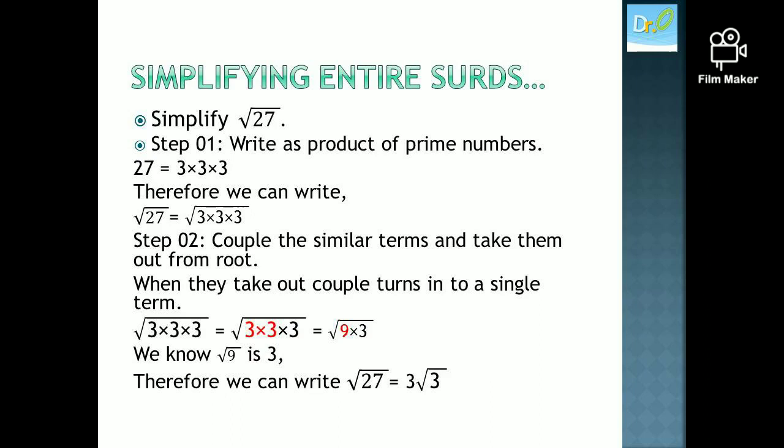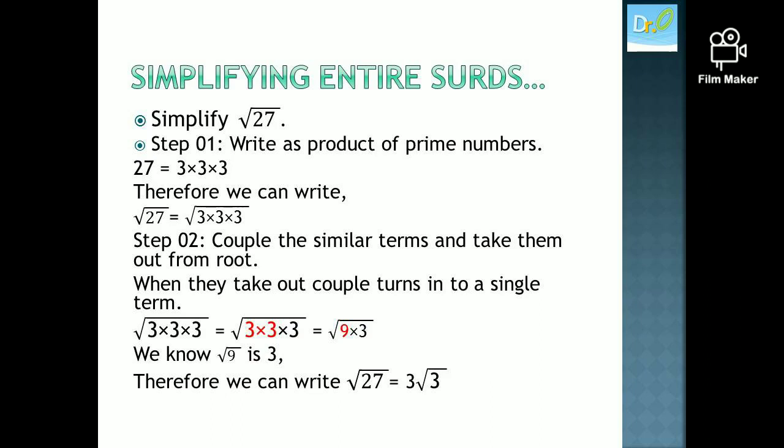How to simplify root 27? First step is to write this 27 as a product of prime numbers. You can say 27 is 3 into 3 into 3. Then you can write root 27 as square root of 3 into 3 into 3. Then couple the similar terms. You can couple two similar terms, 3 and 3. Couple them, take only one.